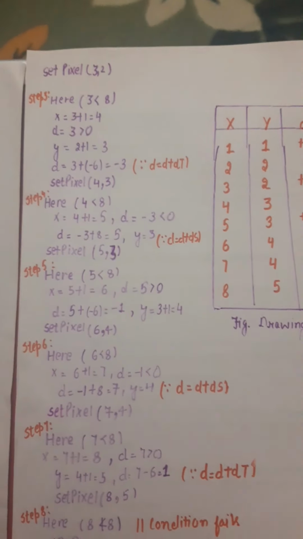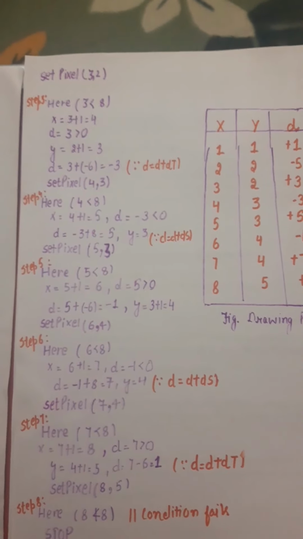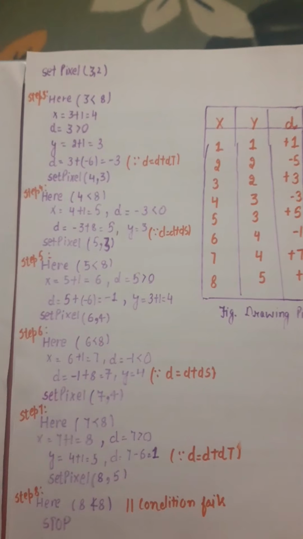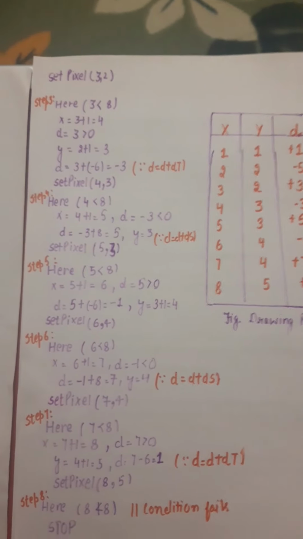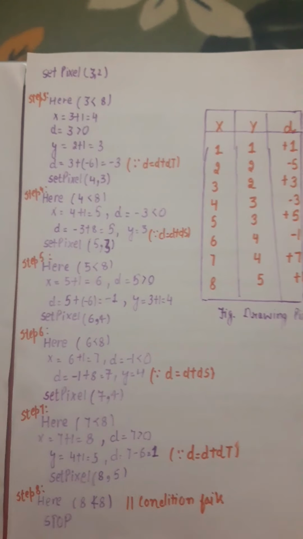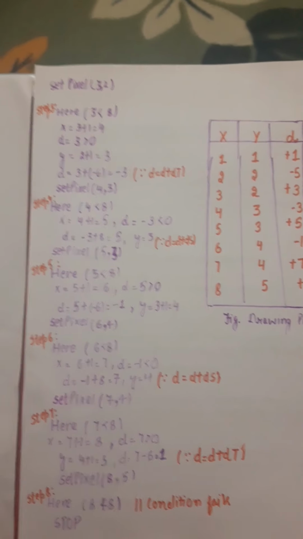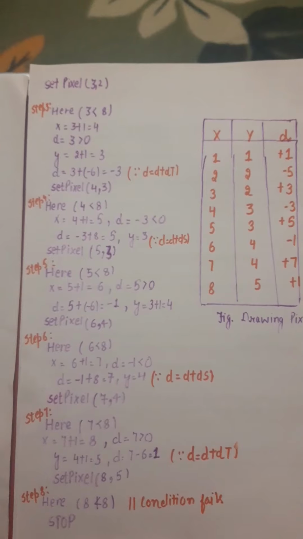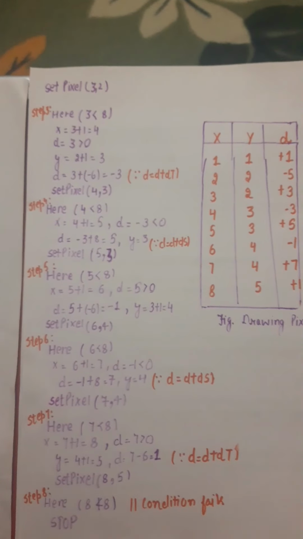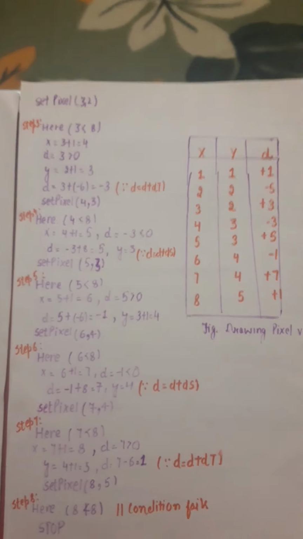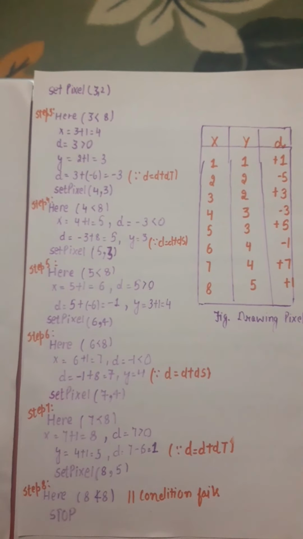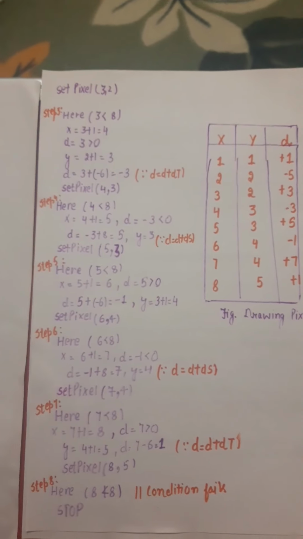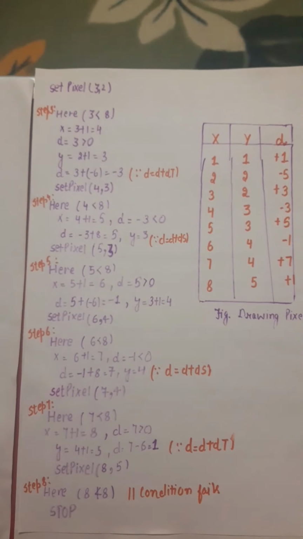Let's see step 3. Now here we will also check whether x is less than x2 or not. So here 3 is less than 8, so we'll increment the value of x, that is 3 plus 1 equals 4, and we will see the value of d. Since d equals 3, that is greater than 0, in that case we will increment the value of y by 1, and we will write the d value as d plus dt. So it comes out as minus 3, and we will set another pixel with the new values of x, y, that is 4, 3.